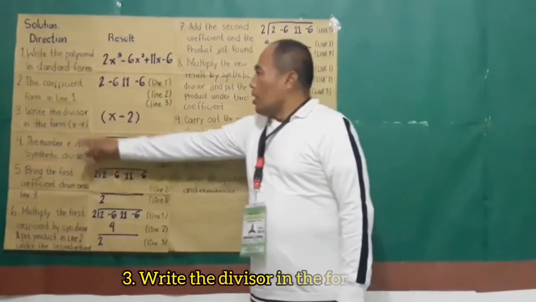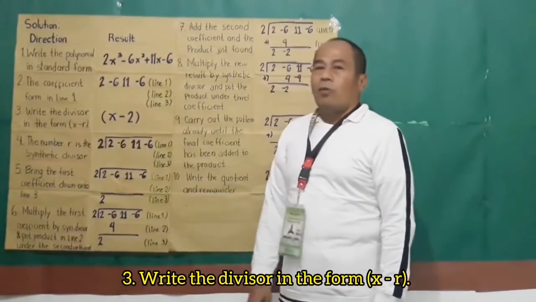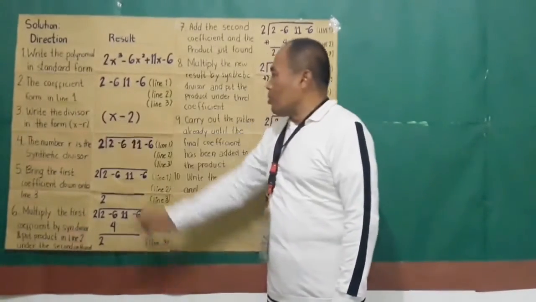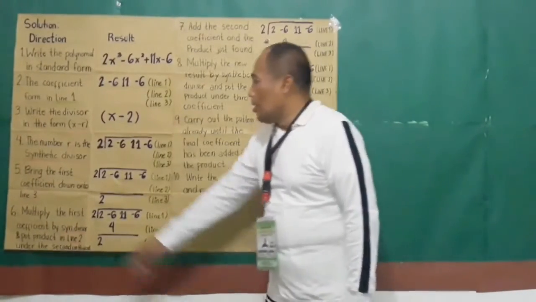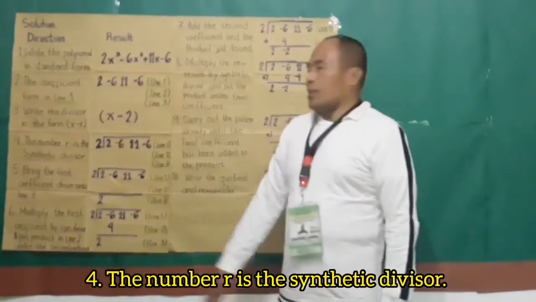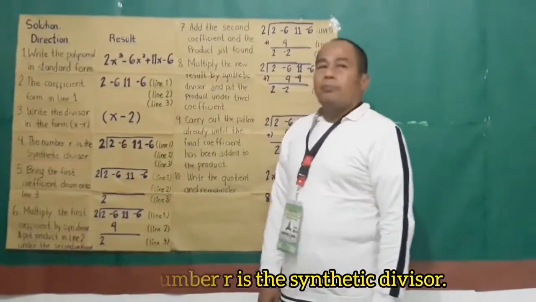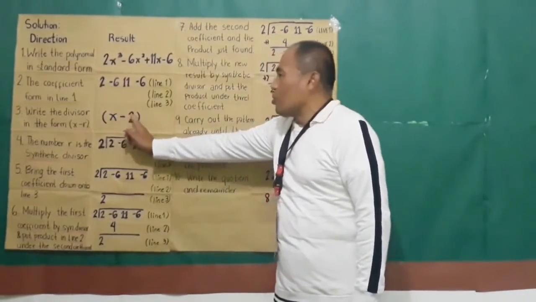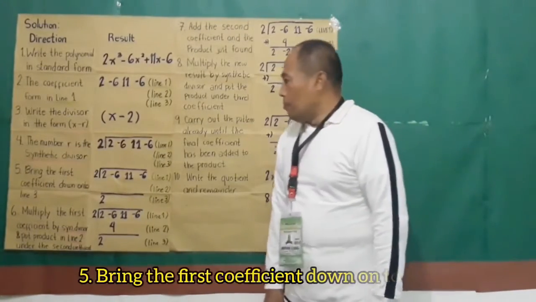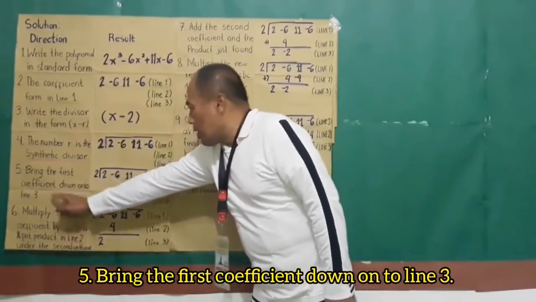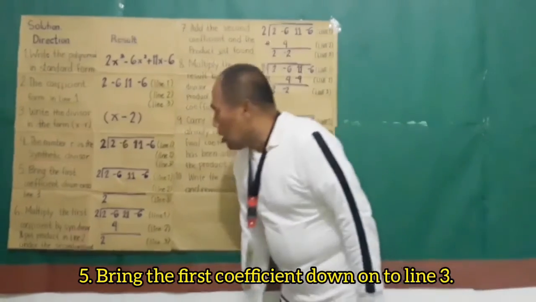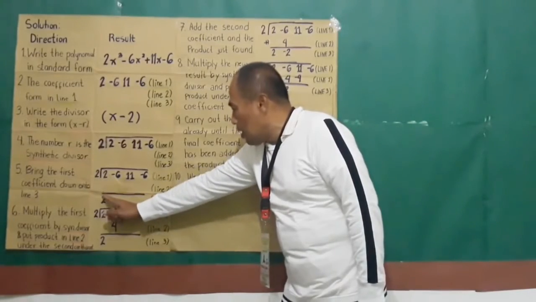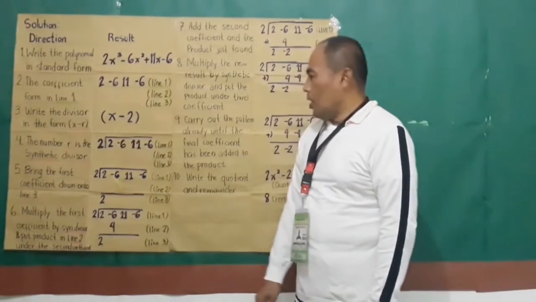3. Write the divisor in the form x minus r, which is x minus 2. 4. The number r is the synthetic divisor, so that is the r coming from the x minus 2. 5. Bring the first coefficient down onto line 3. So you bring the first coefficient, this 2, into line 3.